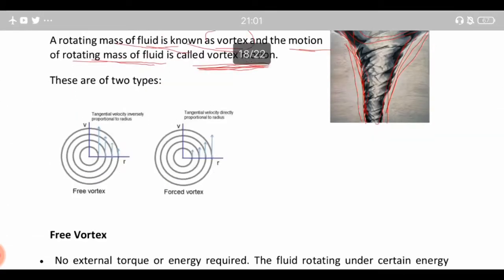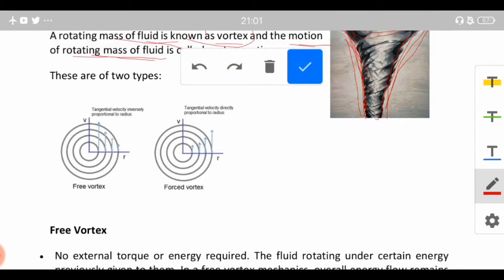So there are two types of vortex flow. That is, one is free vortex, another is forced vortex. In free vortex, the tangential velocity is inversely proportional to the radius. That is, the tangential velocity at each point is inversely proportional to the radius, whereas the tangential velocity is directly proportional to the radius in the case of the forced vortex.